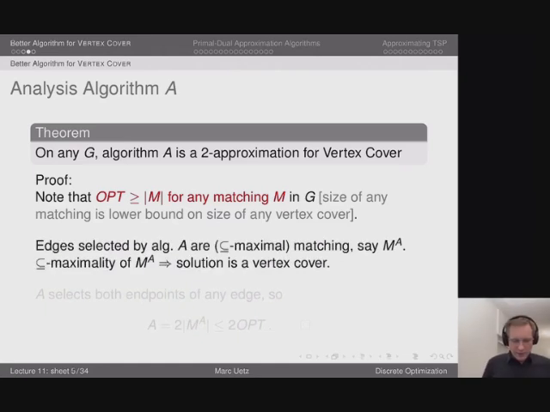And now the edges that are selected by the algorithm, they are an inclusion maximal matching. Inclusion maximal because we continue until everything is covered. Okay, let's call this matching MA, the matching edges selected by the algorithm. It's by inclusion maximality that we know this will constitute a solution to the vertex cover problem because we iterate as long as there are edges uncovered and we select both endpoints, right? So the inclusion maximality of that matching makes sure that our solution is indeed a vertex cover.